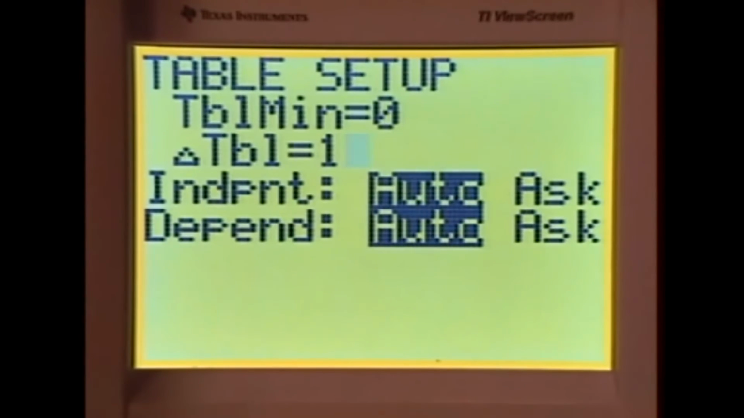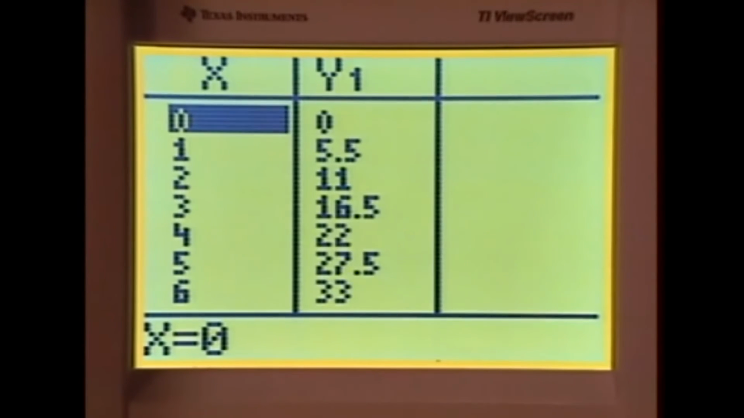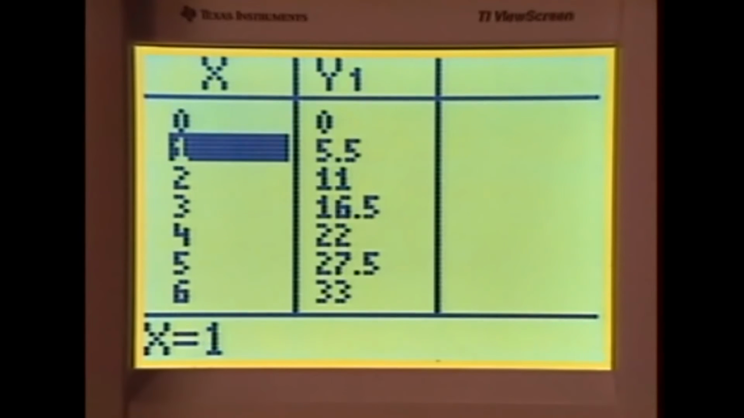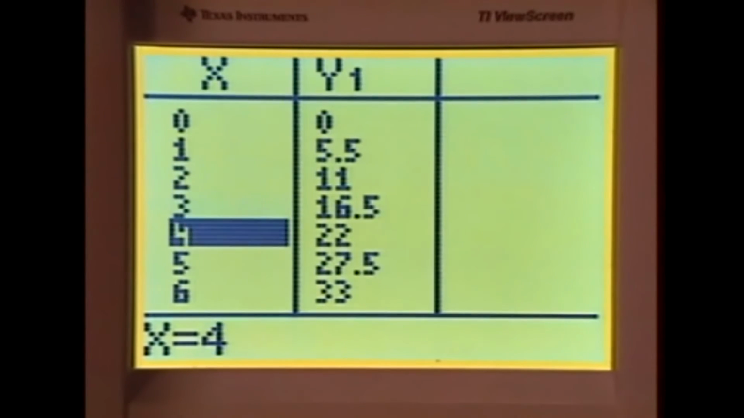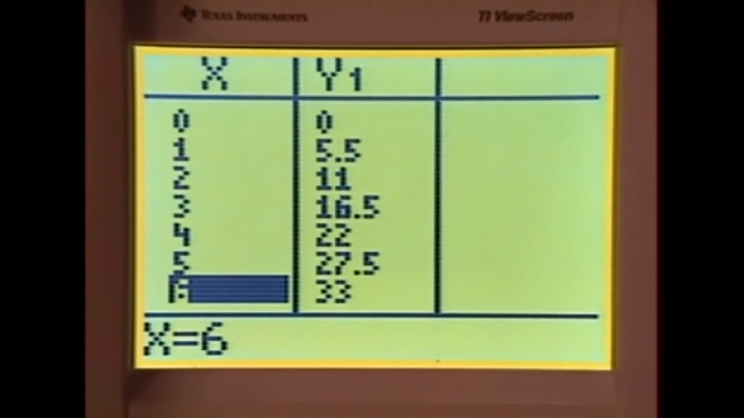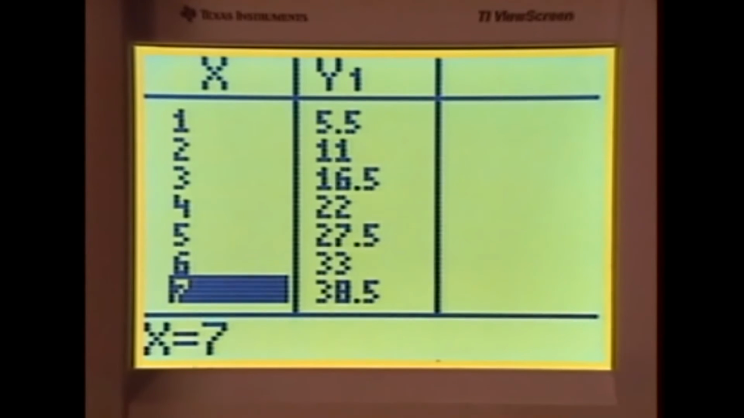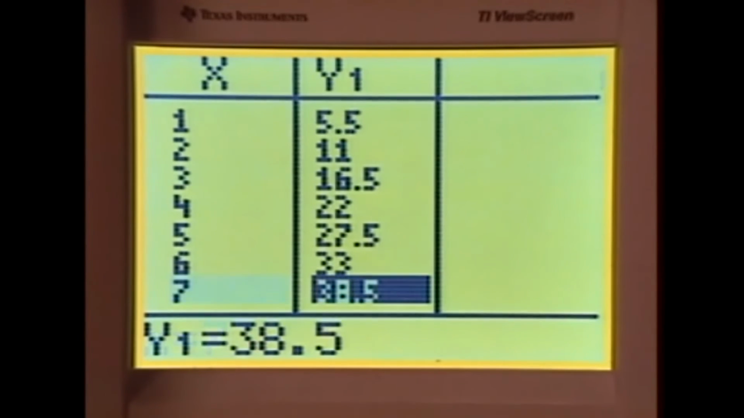If we want to see that in a table form, a numerical form, we go to table, which is above graph. So second graph gives me table, and here's the reading of those points on the graph, but only with integer values of x, because that's what we put together. So if we read down, for example, if I go 7 hours of babysitting, I make $38.50.